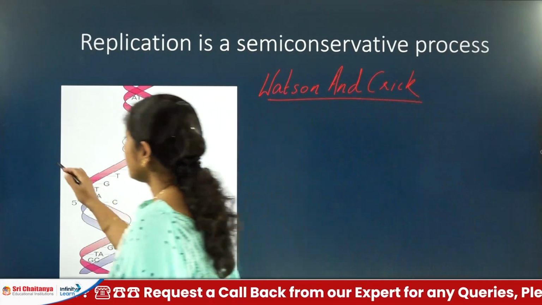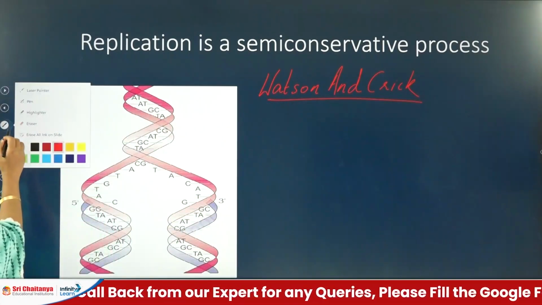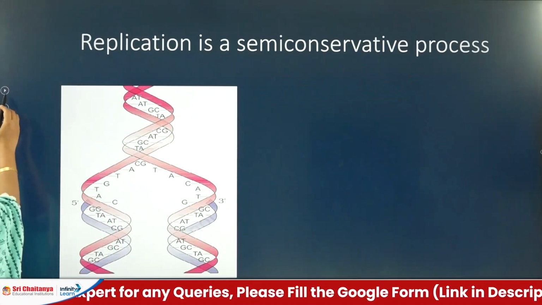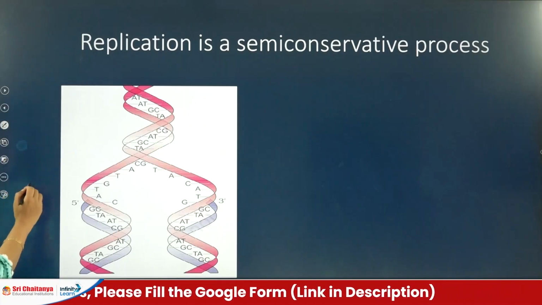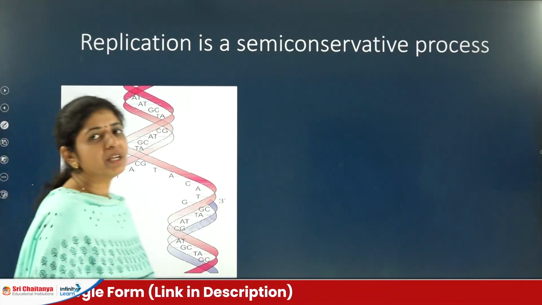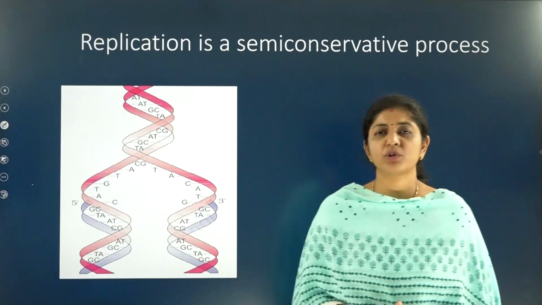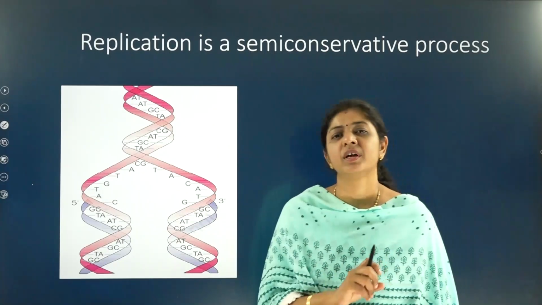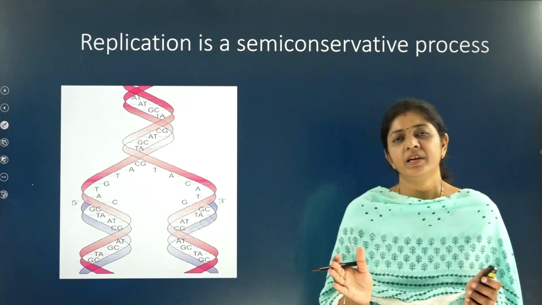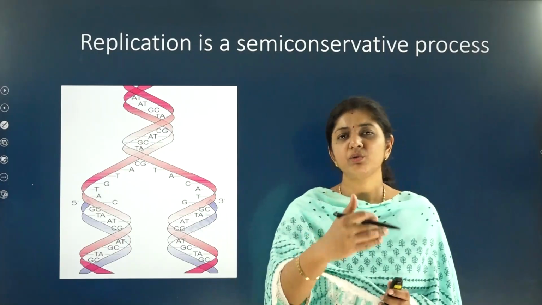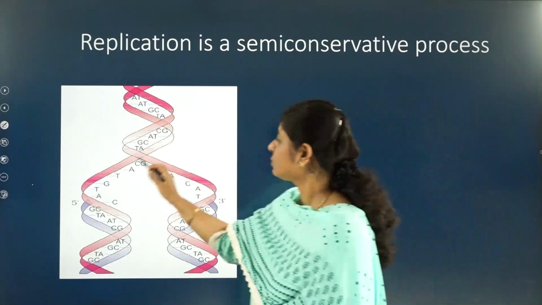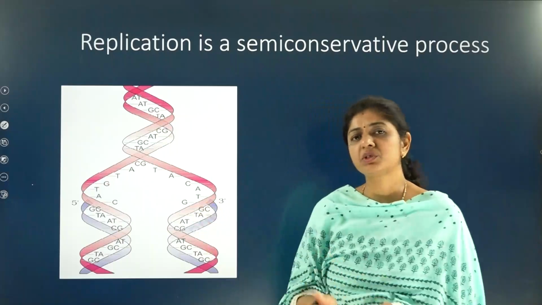Right now this diagram is showing you one of the concepts. What is that? That replication is a semi-conservative process. What do you mean by semi-conservative process? The word semi means half. Now, what thing are they maintaining halfway from parent to the progeny? That is one of the strands of its DNA, not both the strands.